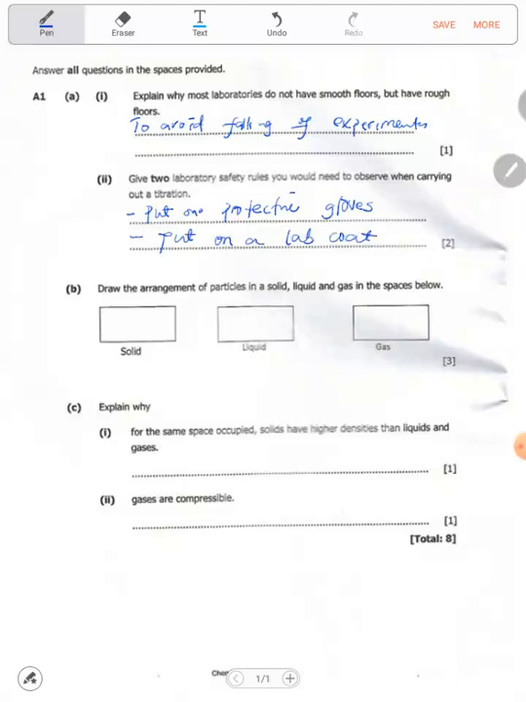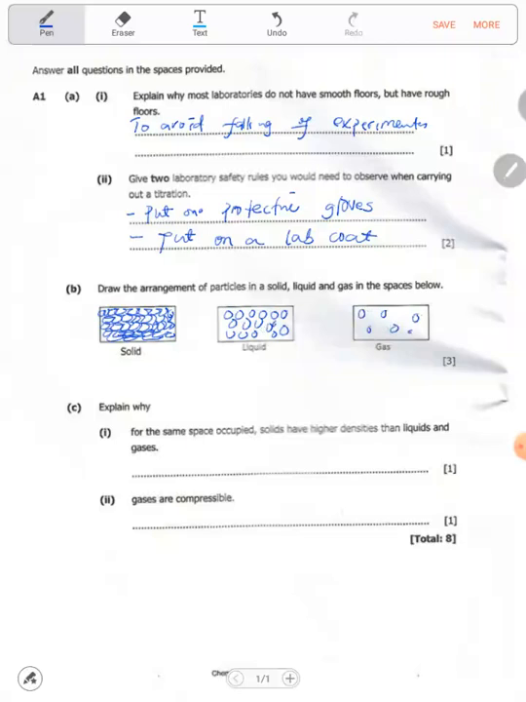Draw the arrangement of particles in solid, liquid, and gases as shown below. So in solids, the particles are closer to one another with no spaces between the particles. So that's how they are. Then in liquids, they are slightly apart from one another. They have spaces. In gases, the particles are far away from one another.